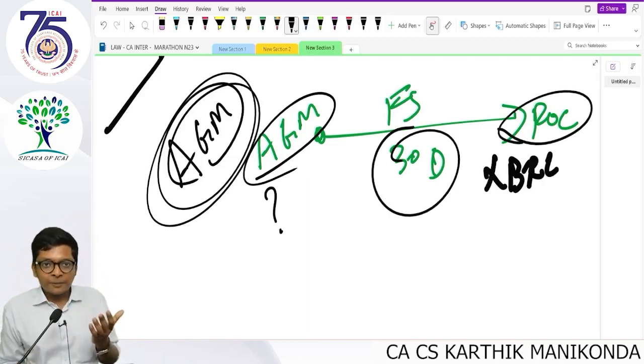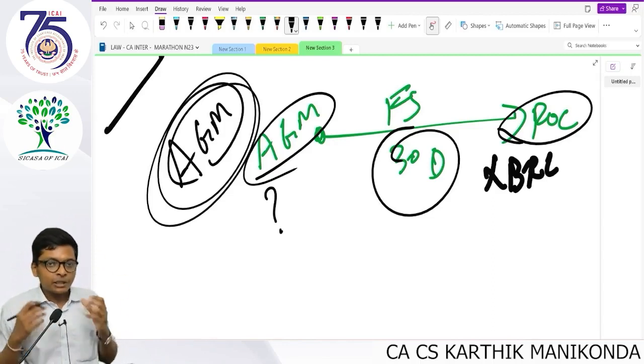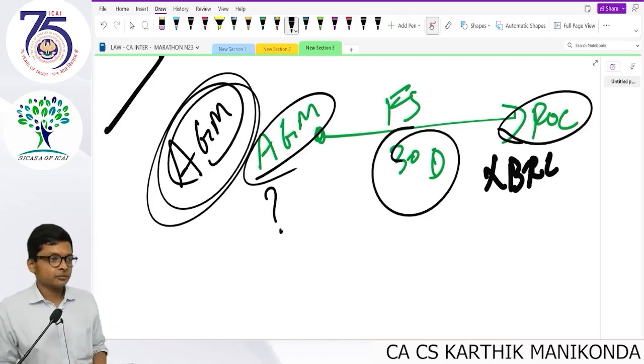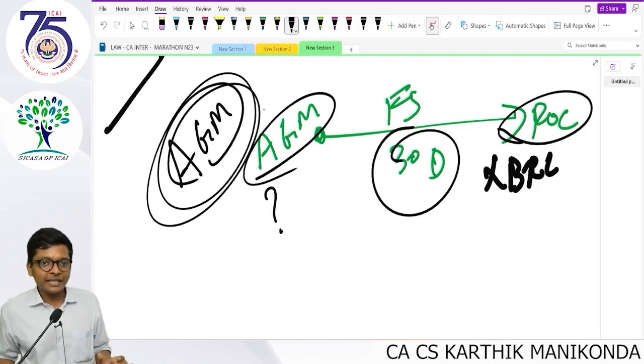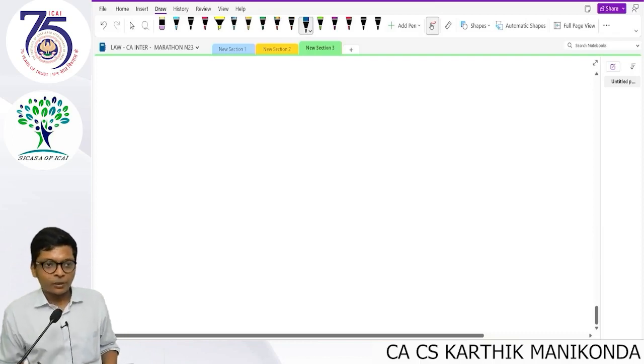Sir, FS not prepared. Whatever you prepared, you send. Sir, balance sheet not tallying. No problem, send it to me. I will consider that as provisional FS until you file the final FS. No escaping. Are you following, guys? Clear? Okay. This is section 137, the last section, with which the books of accounts chapter will come to an end.